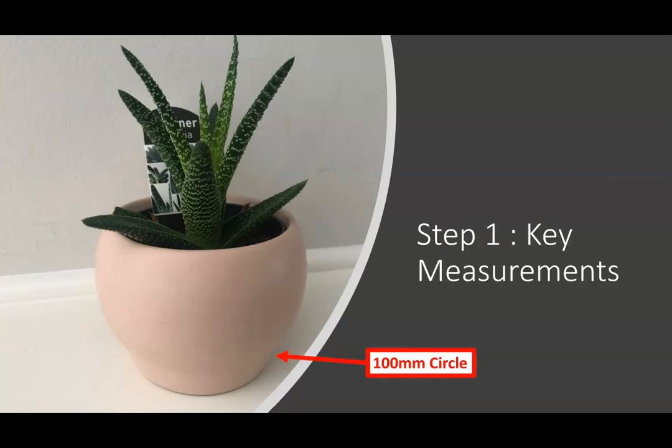The key measurements for this is that there's a 100 millimeter circle. I've measured that and am basically ready to put a 100 mil hole inside a squarish piece and then create some cleats for it to go onto the cleat system.